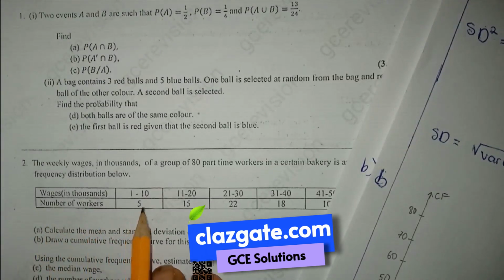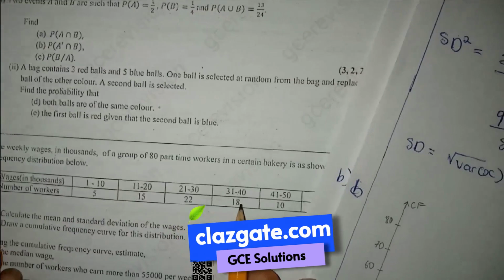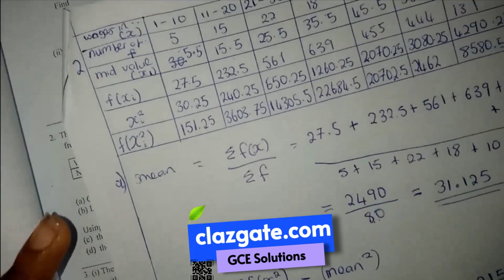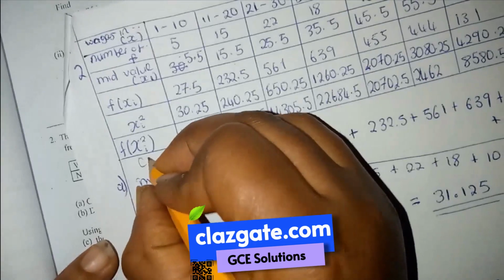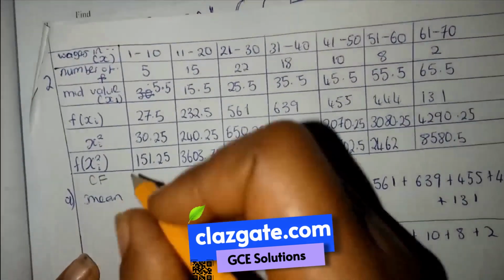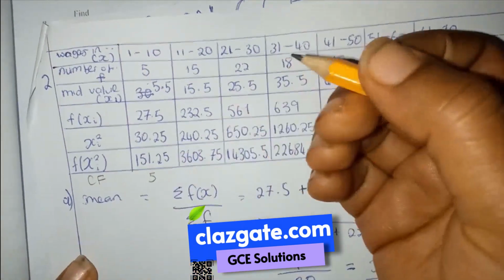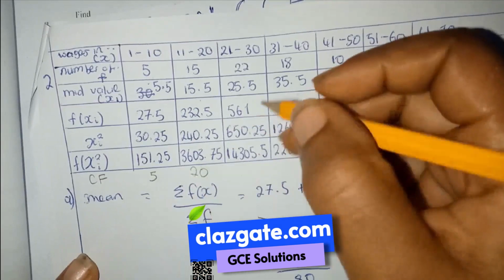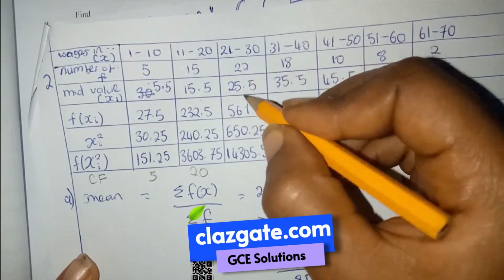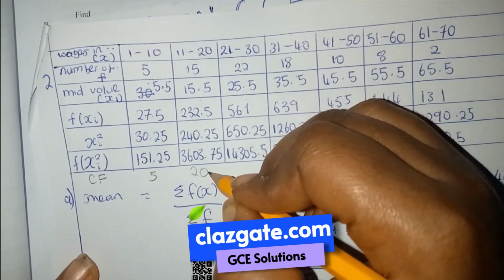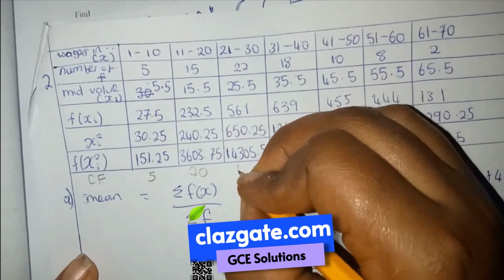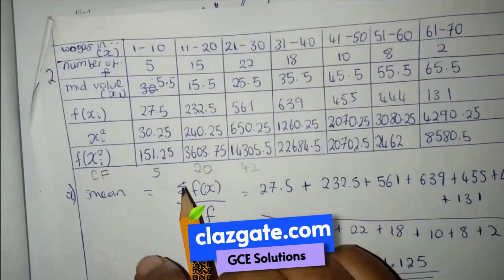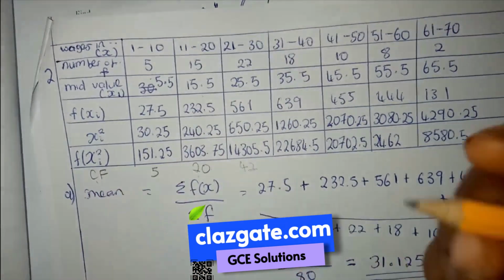So our cumulative frequency will be 5 plus 15 plus 22 plus 18 plus 10 plus 8. So draw another column here, cumulative frequency. The first step, we're going to have 5. Next step, 5 plus 15, that will be 20. Then 22 plus 20, that's 42. Okay, now you are seeing we are combining the frequency as we go. That's why they call it cumulative frequency.